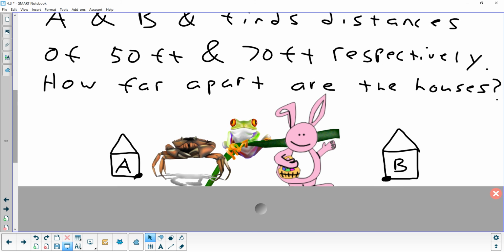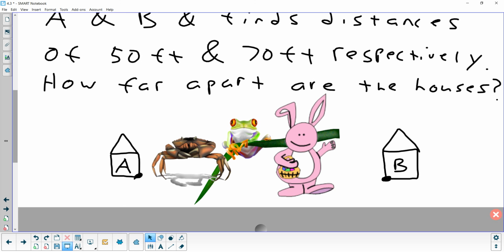And the reason that the surveyor can't just measure between the two directly is because there's some dangerous creatures. First of all, there's poisonous tree frogs. Those will get you. There's crabs, so the crab will bite you and stuff. And then the Easter bunny. I was scared of the Easter bunny growing up, and to this day I still am, so that's why I like it. So we don't want to try to walk between those two houses. We don't know what's out there.